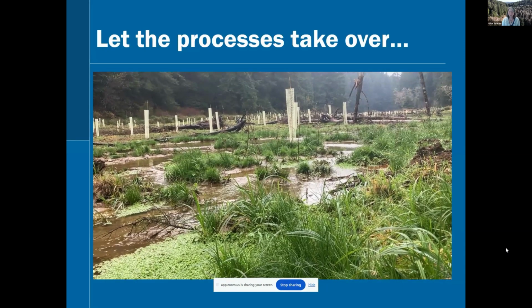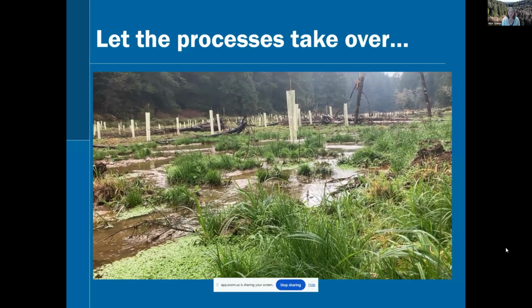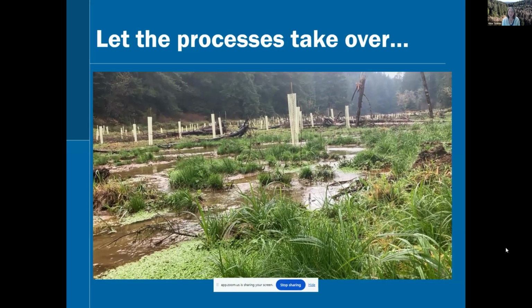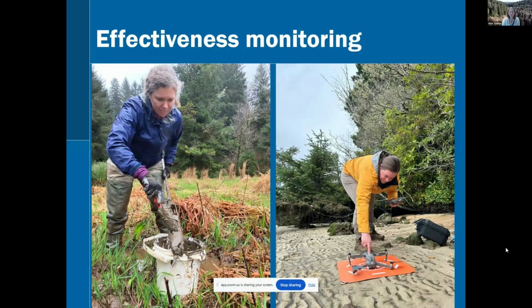So then once all of this restoration implementation has happened, we're using a process-based approach so that water is now across the valley instead of in that incised ditched area, and developing those flow pathways, and some native plants are coming back on their own, and many are planted, as you can see here.